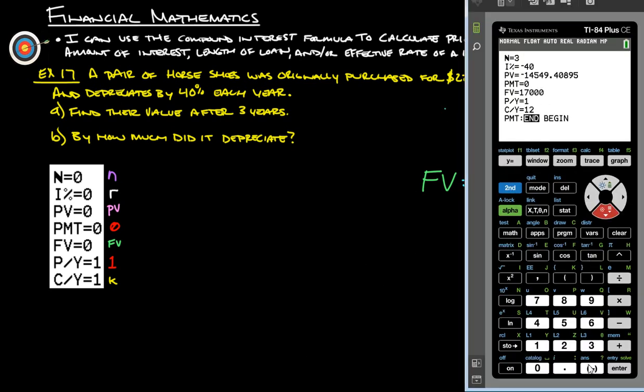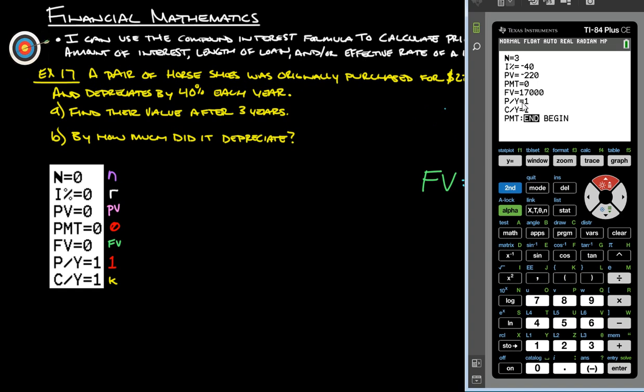So this is going to be negative $220. No payment. Future value is what we're going to figure out. So we leave that blank. And then the compound periods, depreciation. It doesn't say anything on there. Depreciation is always a yearly thing, at least for what we're dealing with.